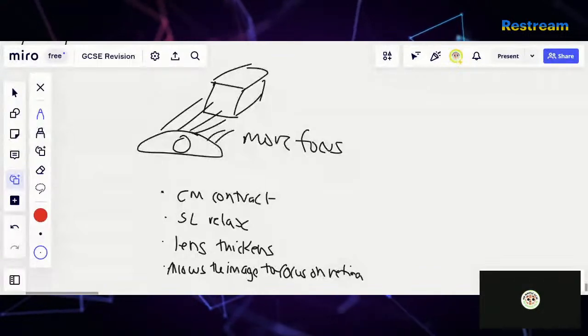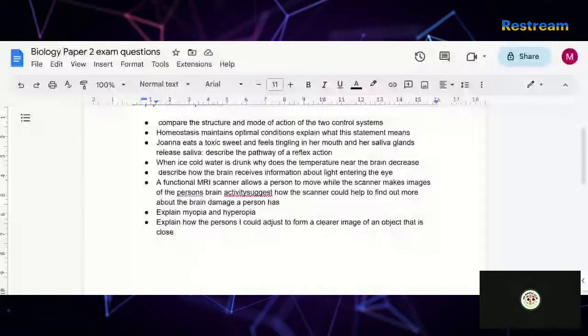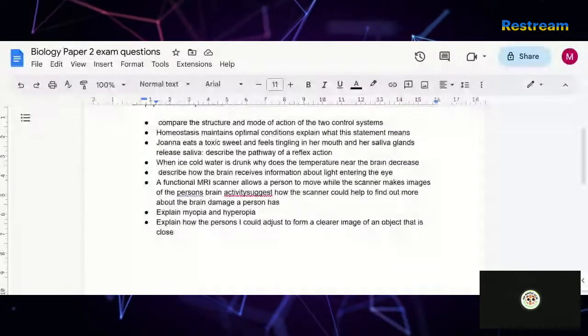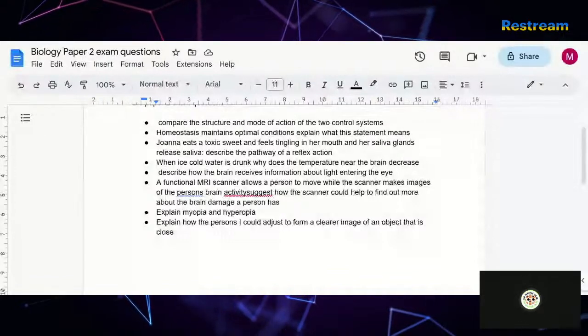And that is all you have to say for that question. So let's share the questions page again. So the next question is going to be about controls of body temperature. So this is quite a common question.